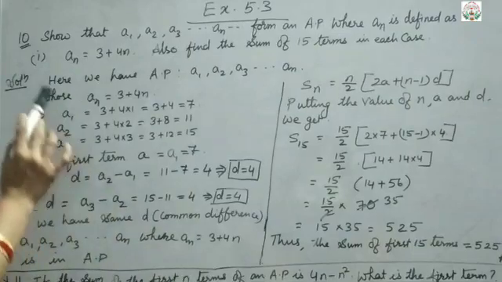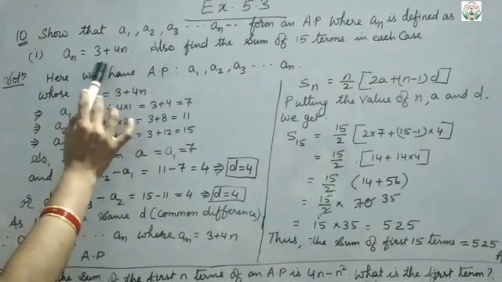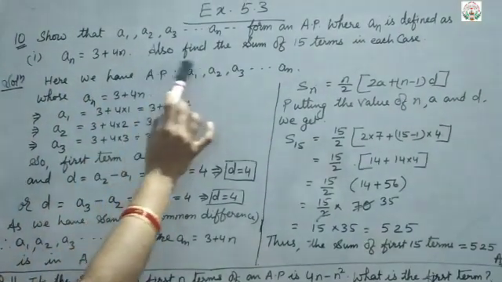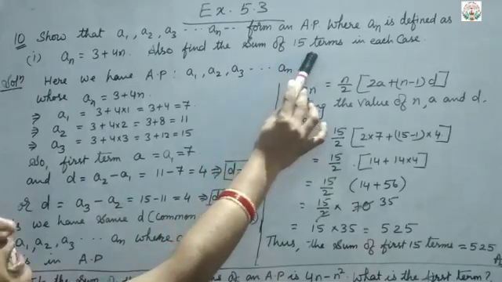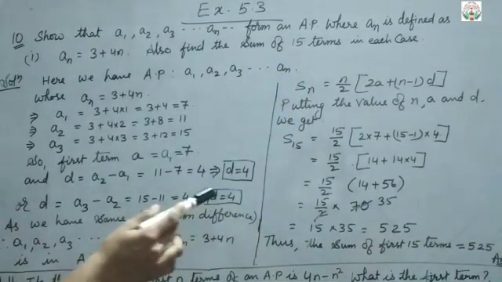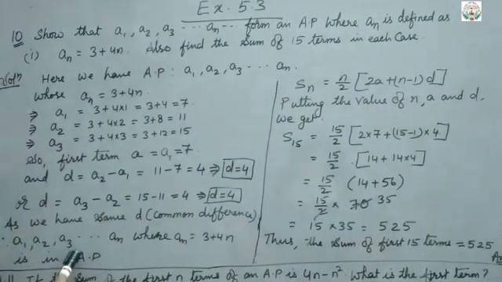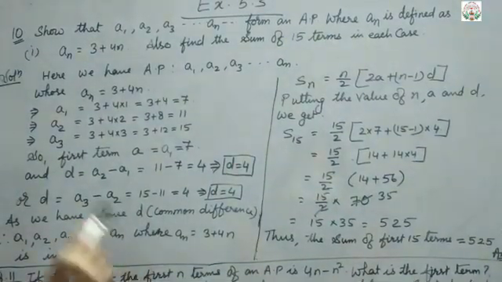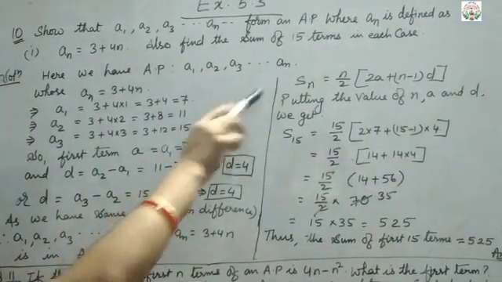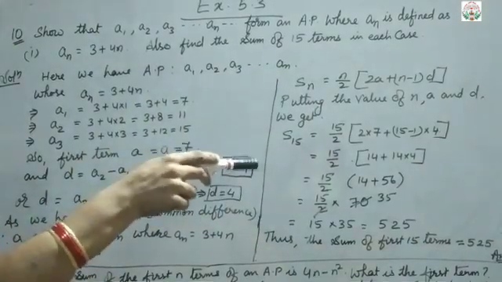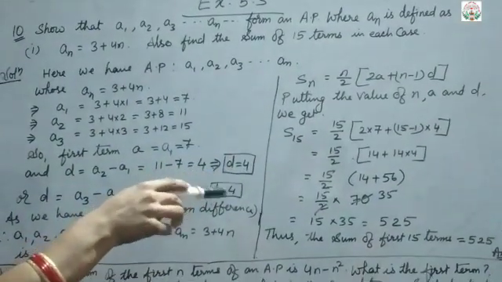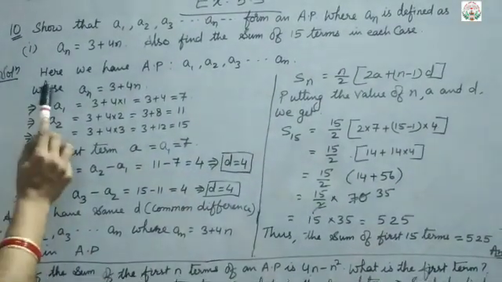Clear, children? The first question is AN equals 3 plus 4n. Also find the sum of 15 terms in each case. Okay, so the first case we will see here. For the second question, you have to solve it and find the sum of 15 terms. Okay, clear? So now the solution goes like this.